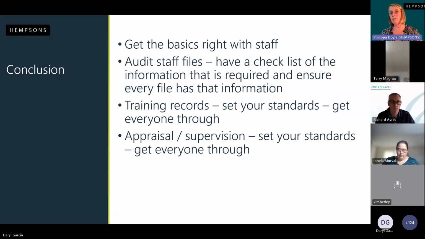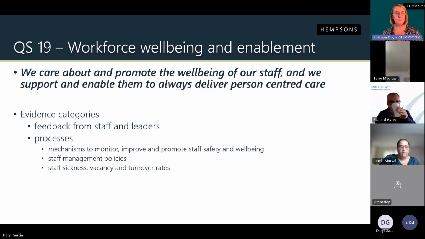And if you've got members of staff who are constantly falling through the net, then you do have to start questioning whether that's somebody that you want to continue to work with your organisation. So that's one of the big quality statements in relation to staffing. We've got 3 more to go through as well. So if we go on to the next one, please, Daryl.